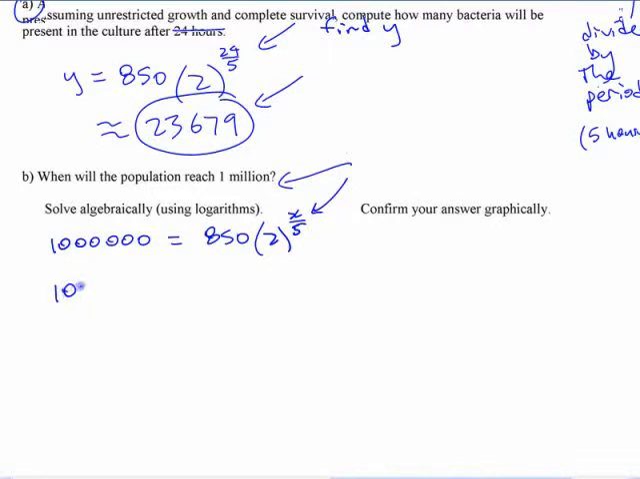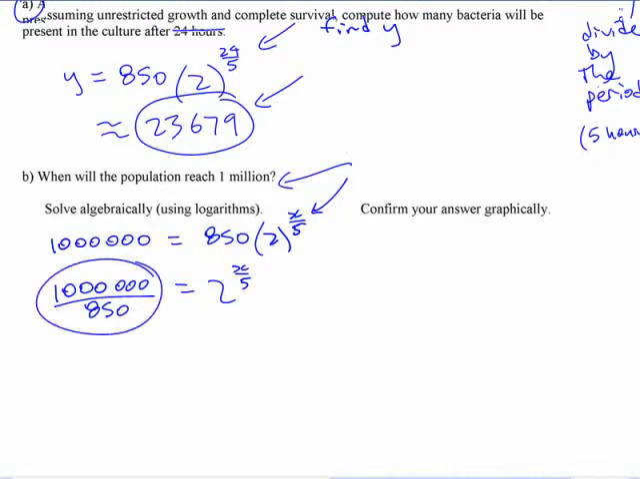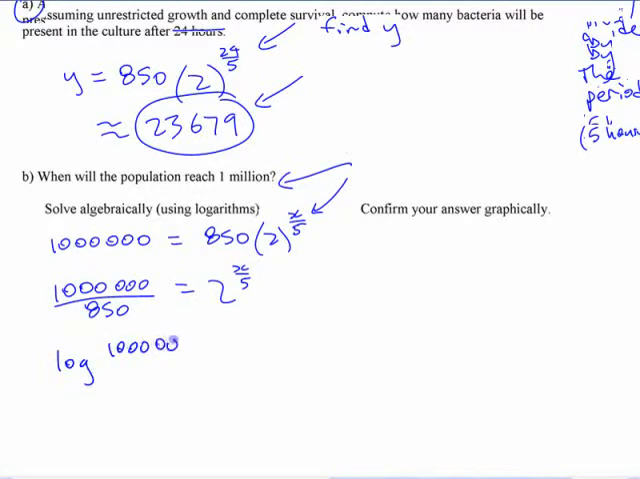I would say the simplest way is to divide this first. Don't multiply the 850 and the 2. 2 to the x over 5. Take the logarithm of both sides. If you want to reduce this first, you can. I'm just going to leave it like that and deal with it at the end. I have log of this. I guess I could take off a 0 if I wanted, but I'll leave it like this.